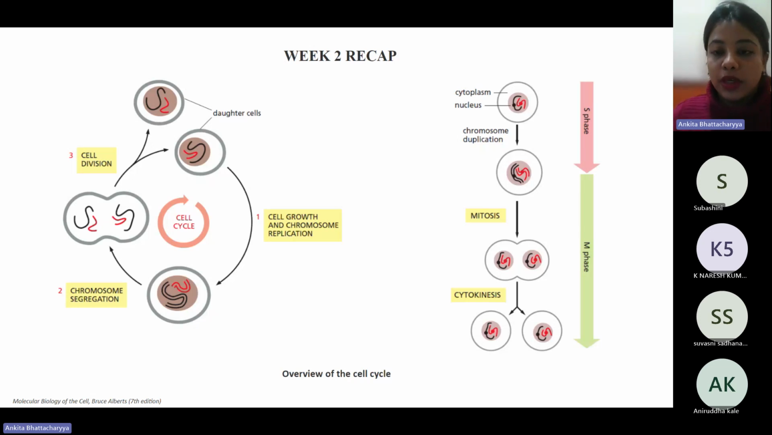As you remember, week 1 we covered a different set of topics, but for week 2, the focus has mainly been around the cell cycle, regulation of the cell cycle, and the processes or the checkpoints that are in place to make sure that the execution of each of these points is carried out very smoothly.